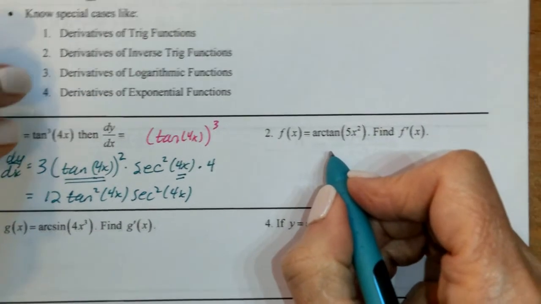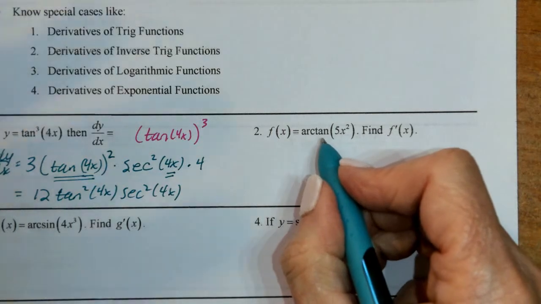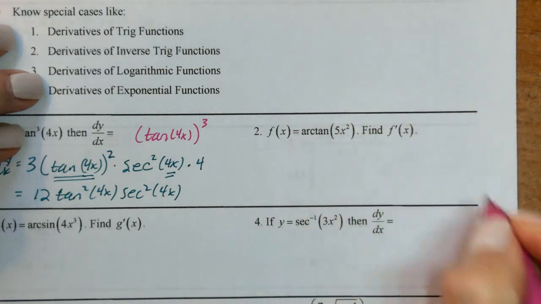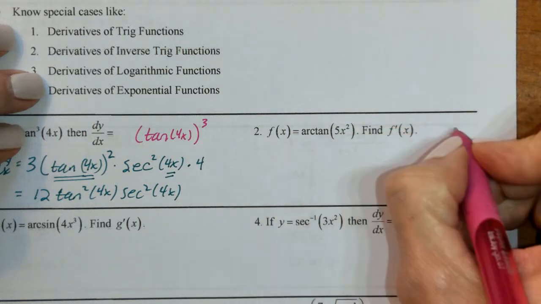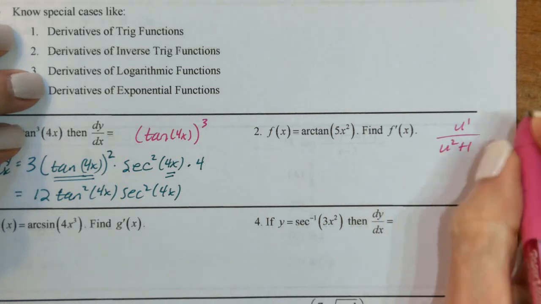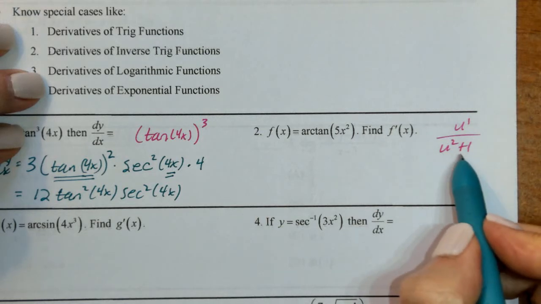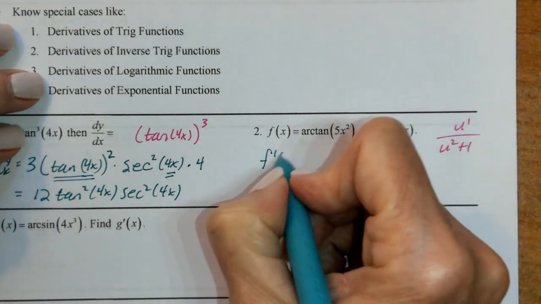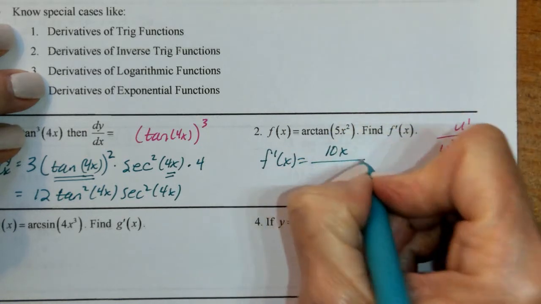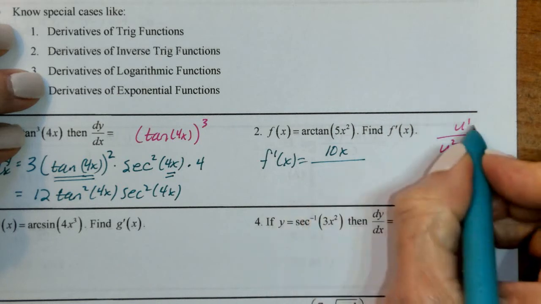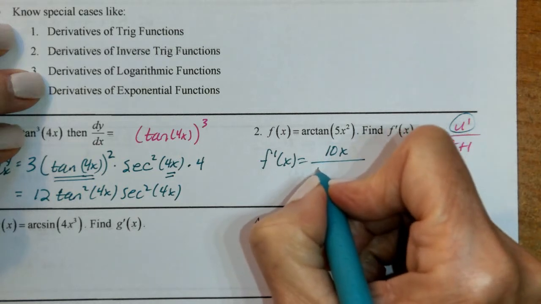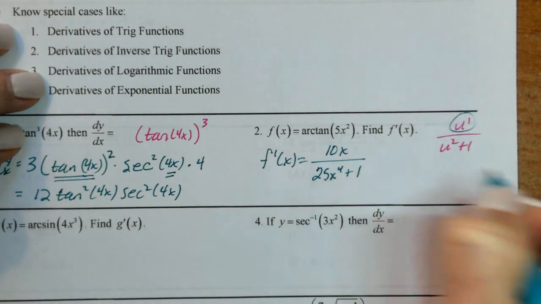Number 2, derivative of an inverse trig function. This is arctan. So remember our little formula for the derivative of arctan would be u prime over u squared plus 1, or 1 plus u squared. With that addition in the bottom, it doesn't matter which comes first. So f prime here will be the derivative of our argument. We're just using the chain rule there. This u prime comes from the chain rule. So 10x over u squared plus 1.